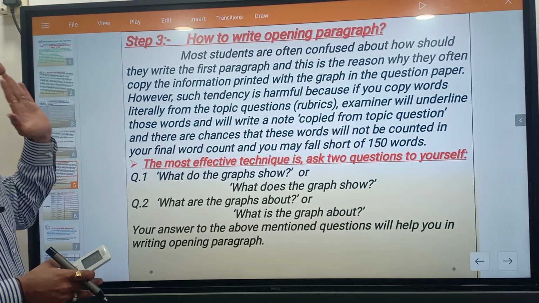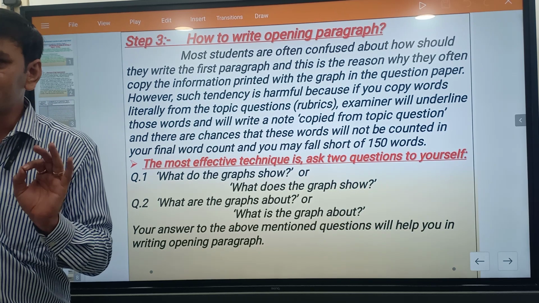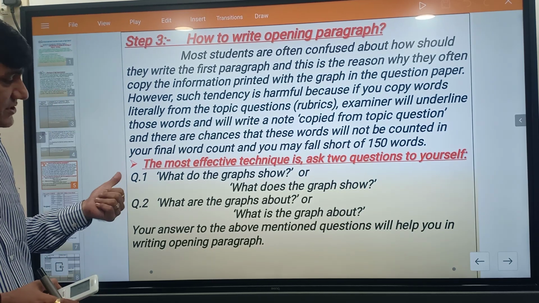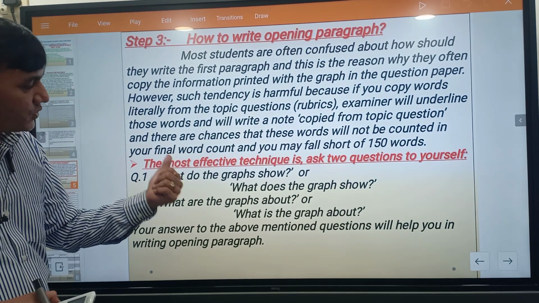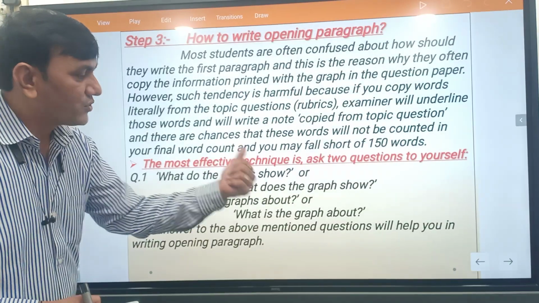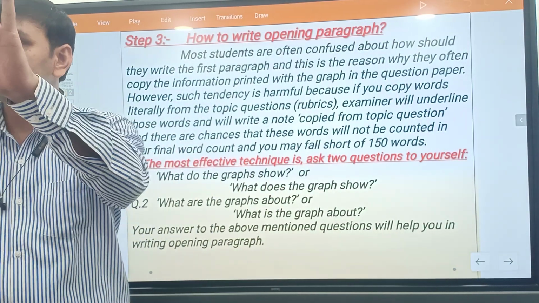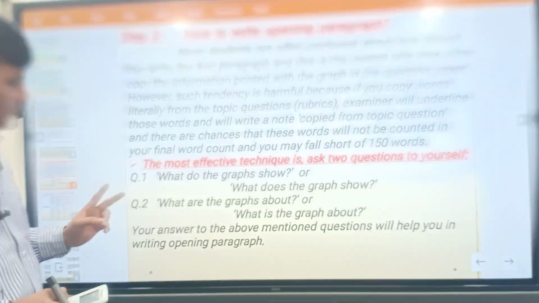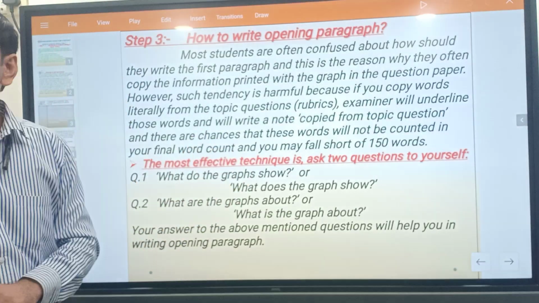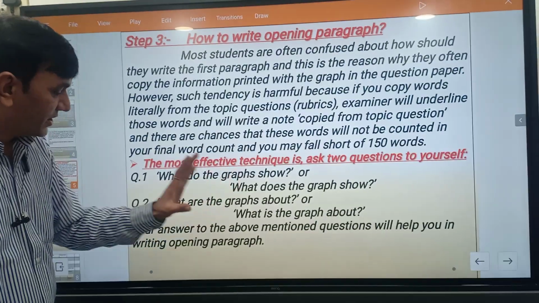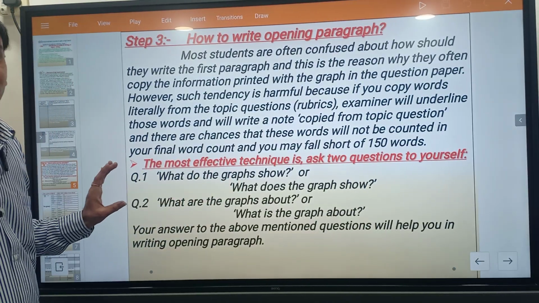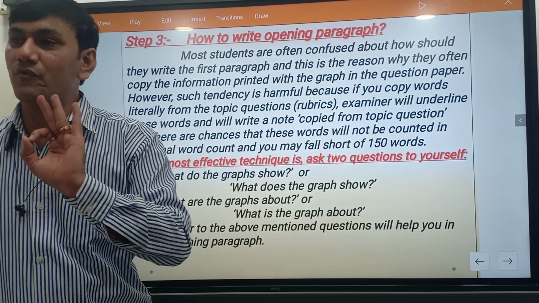Now, how to write the opening paragraph? What to write? In the opening paragraph, in an introduction, you have to write 2 things only. First, what does the graph show? What does the graph show? Number 1. Question number 2, what is the graph about? If you answer these 2 questions, then your introduction will be perfect.